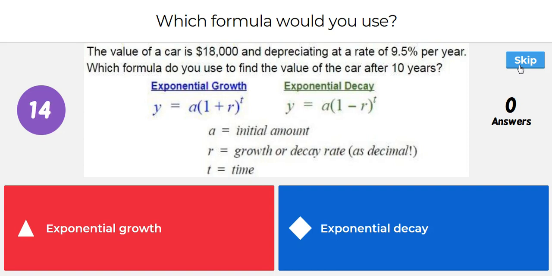Same thing, which formula would you use? You see here, it's depreciating. So that means it's going down. So you would use exponential decay.